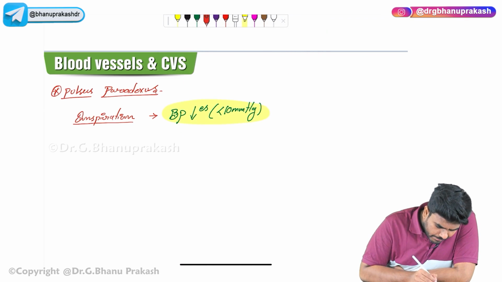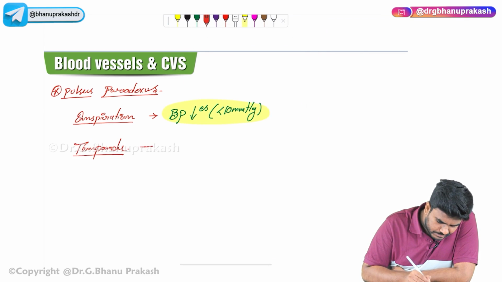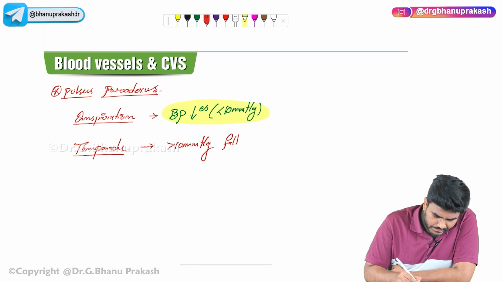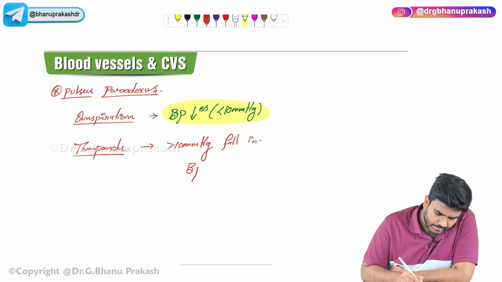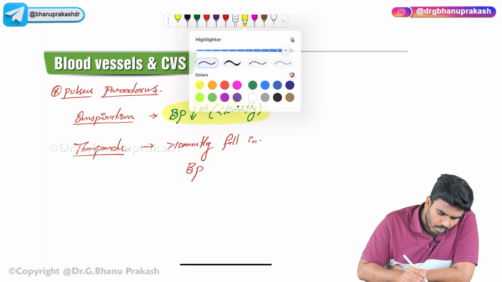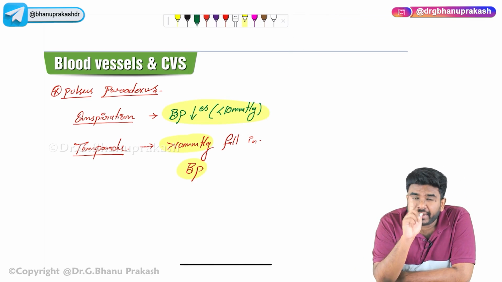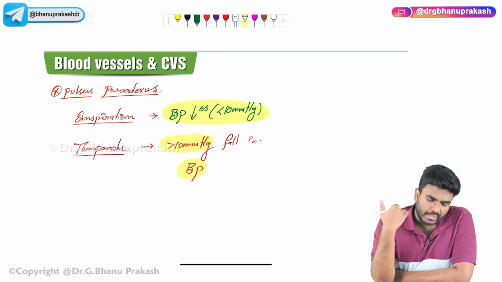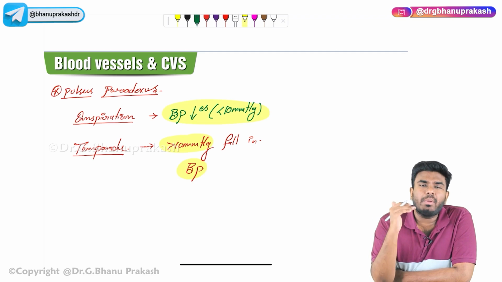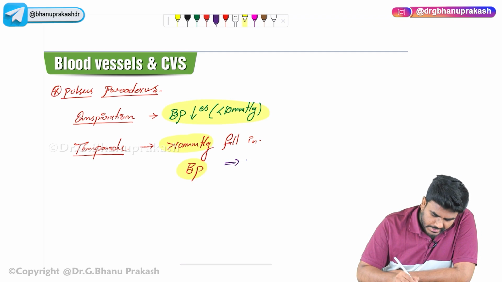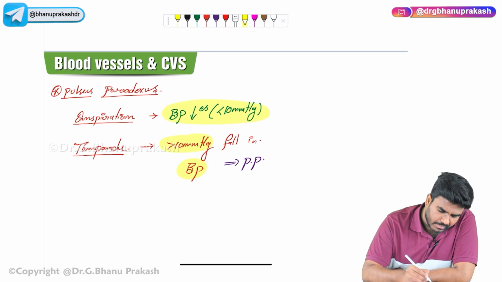But in tamponade, there is more than 10 mmHg fall in BP. So the BP is going to fall more than 10 mmHg. Then, with inspiration, if the BP is falling by more than 10 mmHg, it is called pulsus paradoxus, PP. I am writing it as a shortcut.